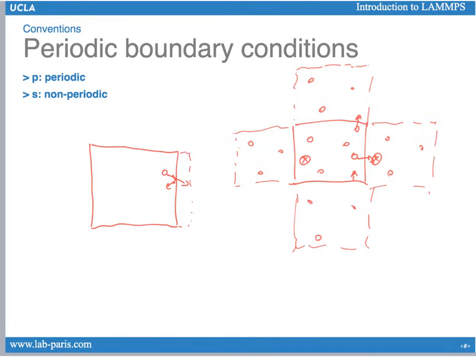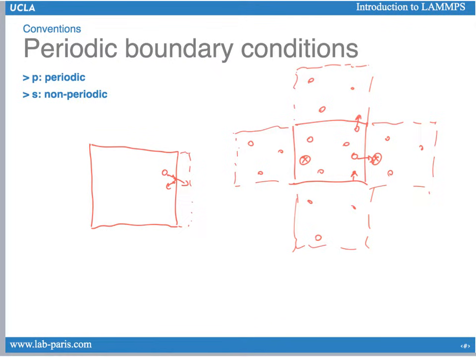So that's one way to ensure that, first, you don't have any surface. There is no surface in the system, and the atoms can never leave the box. The atoms are always going to be contained in the box. If they leave on one side, they come back from the other side.